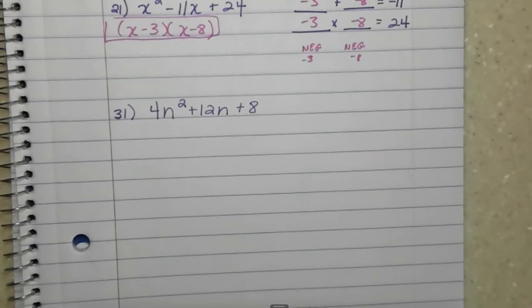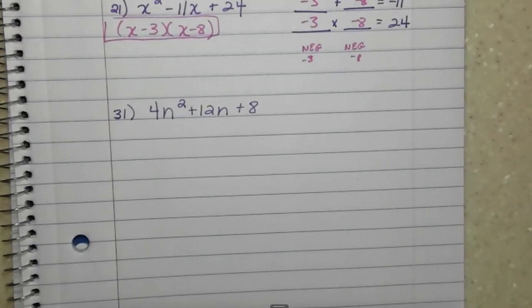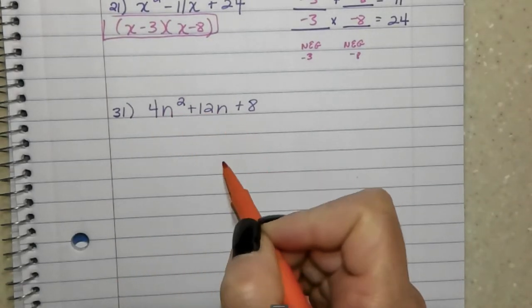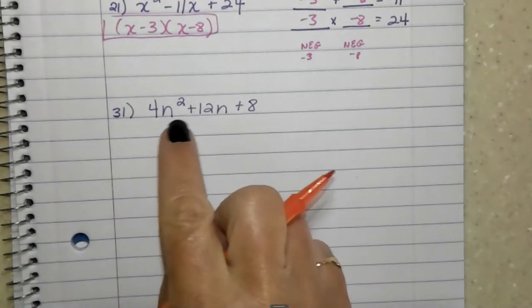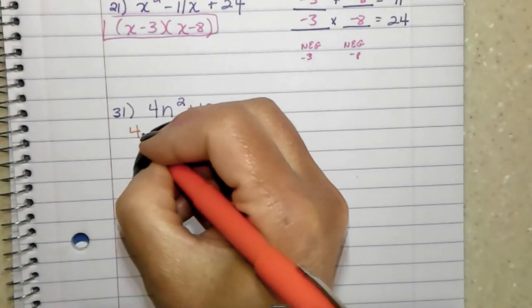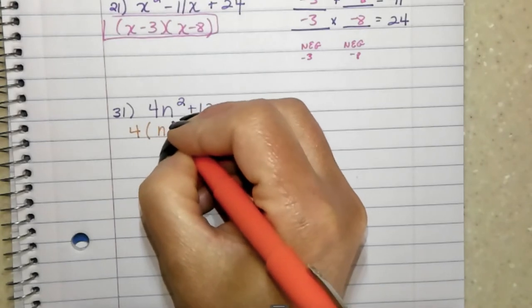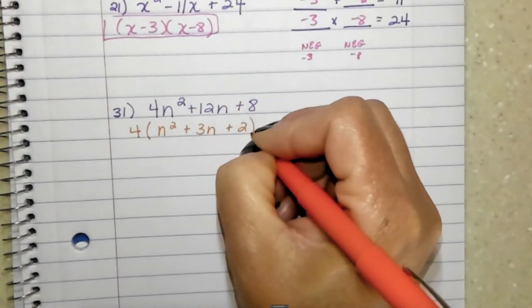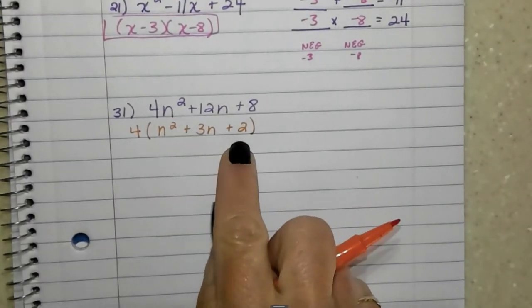First question. Can you factor anything out? And now the answer is yes, you can. Can you factor anything out of a 4n squared, a 12n, and an 8? Yeah, you can. You can't take any n's out, but you can take a 4 out. Let's do that. Okay, that's what gets left behind.